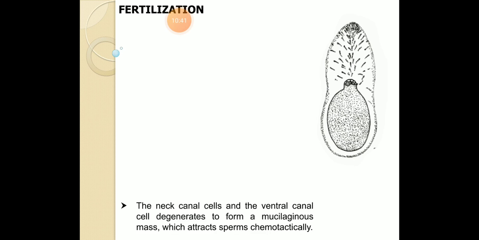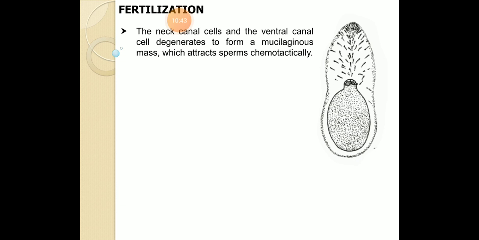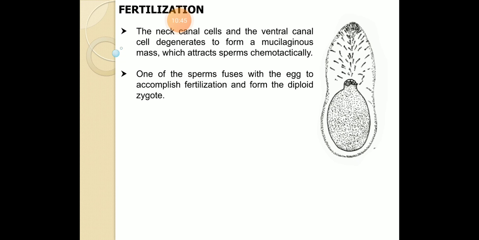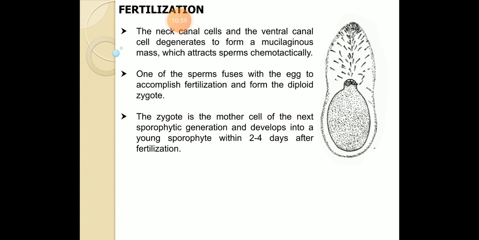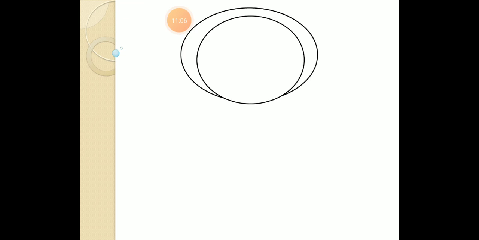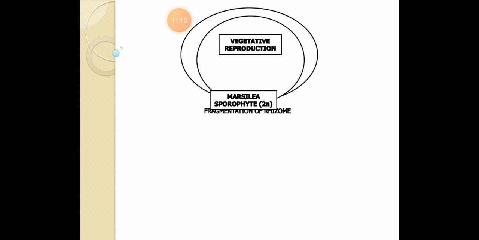Usually the fertilization occurs after the microspore and megaspores mature, and it takes place in the female gametophyte. One of the sperm fuses with the egg cell to form the diploid zygote. The zygote, the mother cell of the next sporophytic generation, develops into a young sporophyte within 2 to 4 days of the fertilization. So this is the life cycle of the Marsilea.